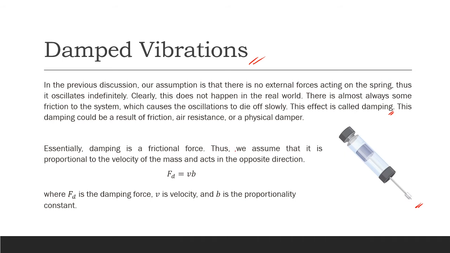So, yun yung purpose niya. So, essentially, class damping is frictional force. So, halimbawa, usually frictional force with the fluid. Minsan, meron tayong oil na nilalagay o kaya naman, air lang yung damping natin. So, thus, we assume that it is proportional to the velocity of mass and acts in the opposite direction. So, since friction siya, it acts in the opposite direction kasi pinipigilan niya yung oscillations natin or yung movement ng mass natin. So, we can define that as F_D para damping. Damping force is equal to velocity times b, wherein yung b nating class, that is the proportionality constant natin.